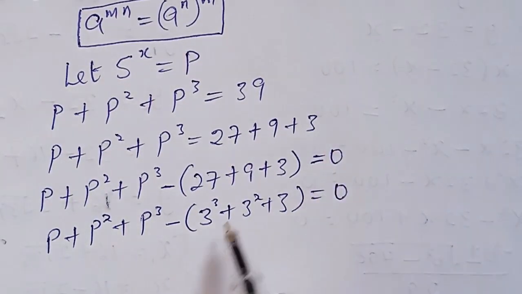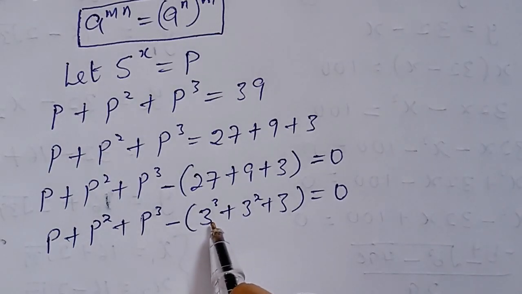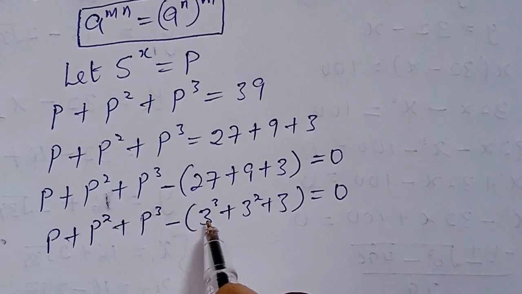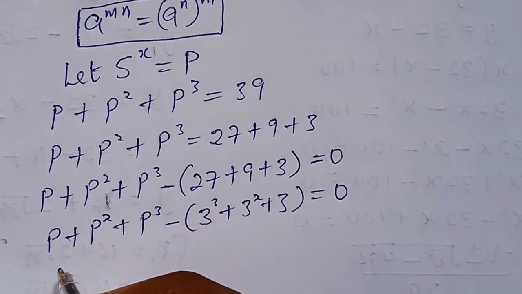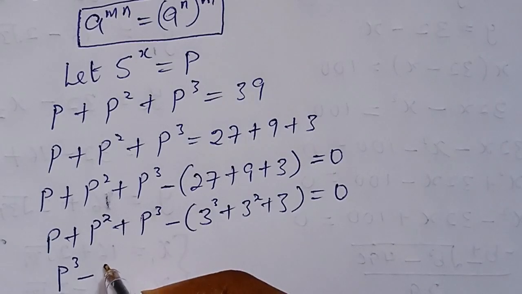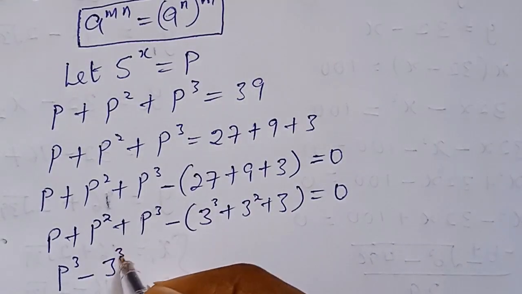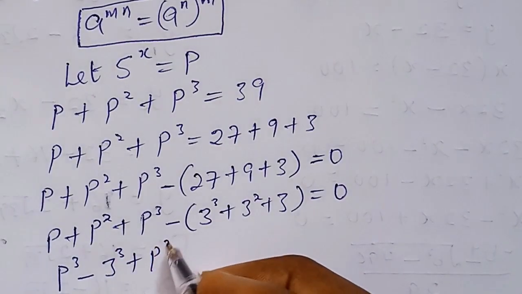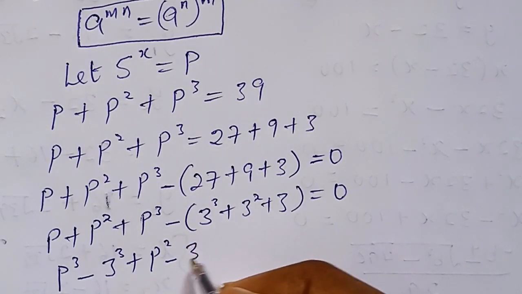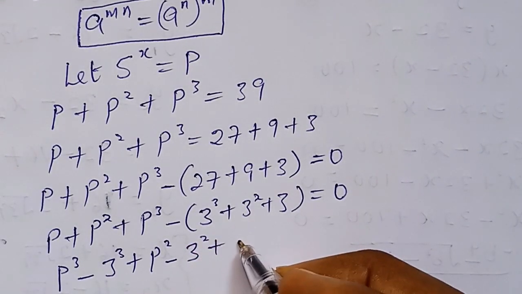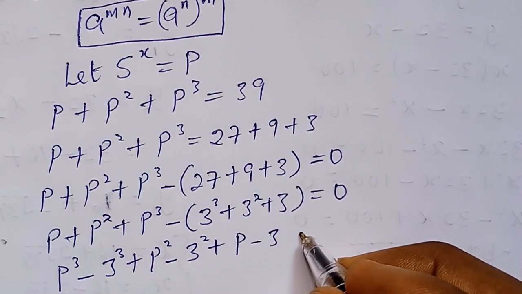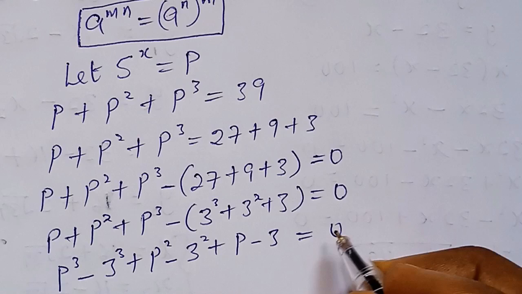Now we can arrange this together according to the power. So we now have p power 3 with minus 3 power 3, plus p power 2 arranged with 3 power 2. Likewise, p will be with minus 3, all equals 0.